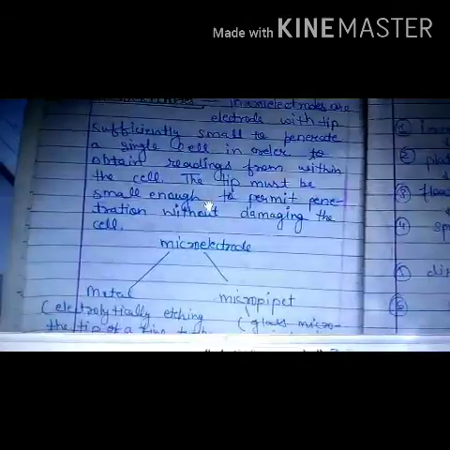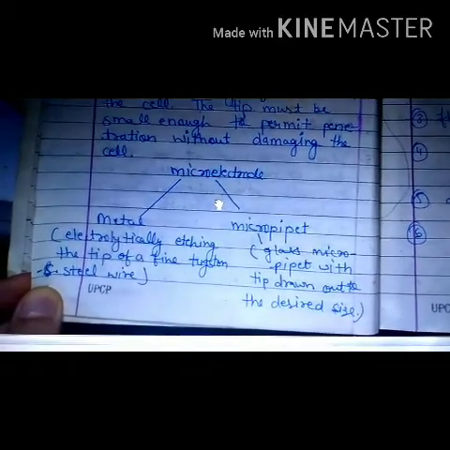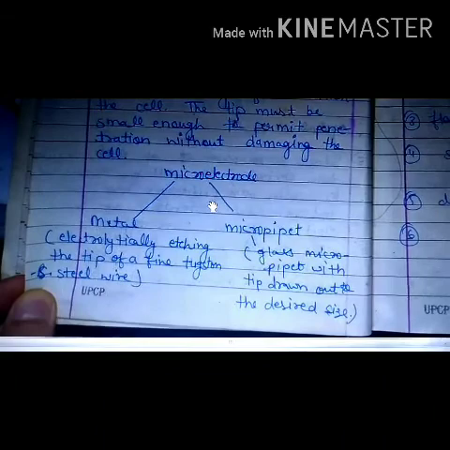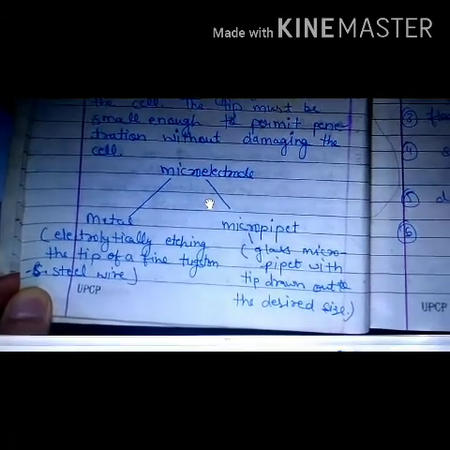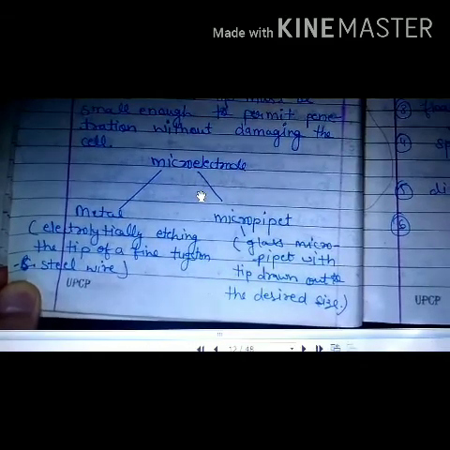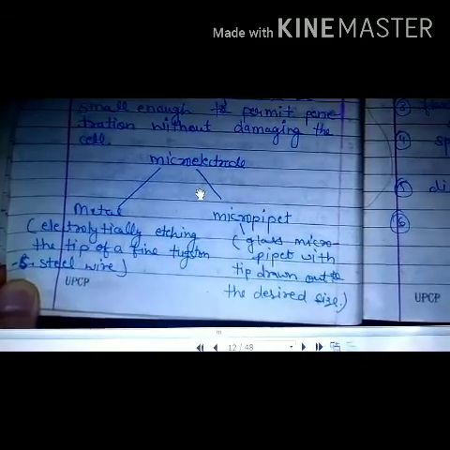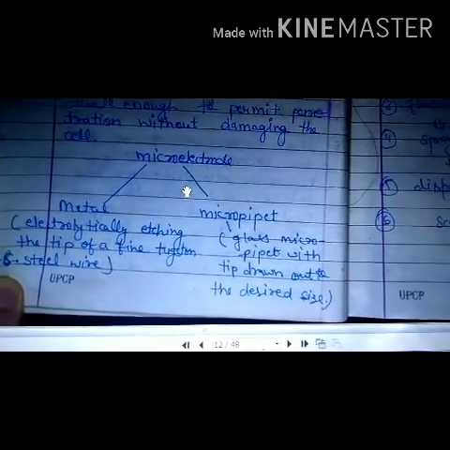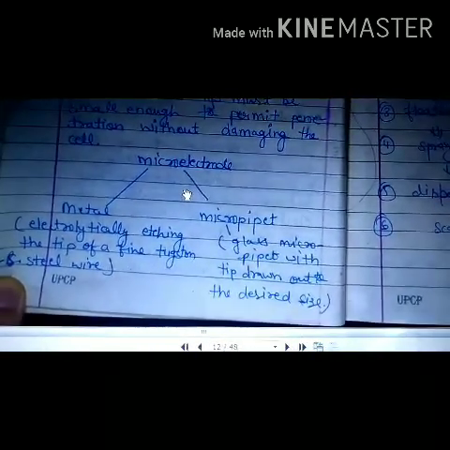Okay, so microelectrodes can be basically of two types: metal, that is electrolytically etching the tip of a fine tungsten or steel wire. Normally either tungsten or steel wire is used. Now it can also be made of glass in a micropipette form, where glass is drawn into a suitable size.